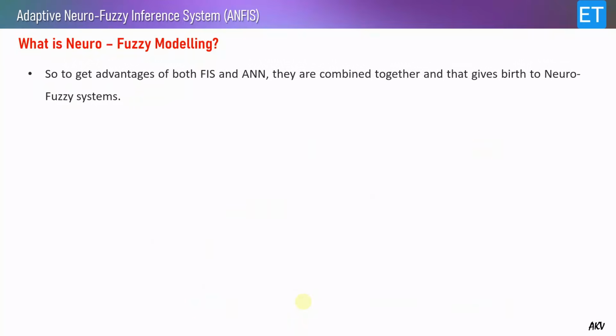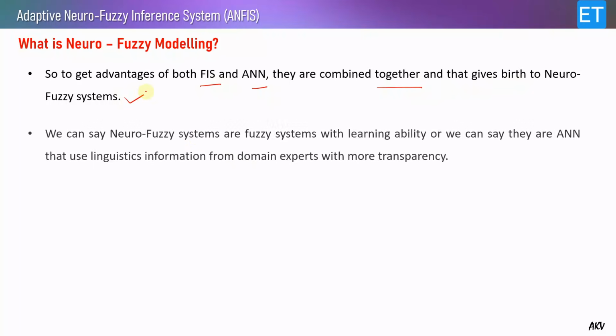Obviously, fuzzy has some disadvantages and neural nets also have some disadvantages. So we are combining them together to exploit their advantages. To get the advantages of both FIS and ANN, they are combined together and that gives birth to Neuro-Fuzzy systems. We can say Neuro-Fuzzy systems are fuzzy systems with learning capability, or neural nets that use linguistic information from domain experts with more transparency. I mean, the modeling takes advantage of both approaches.